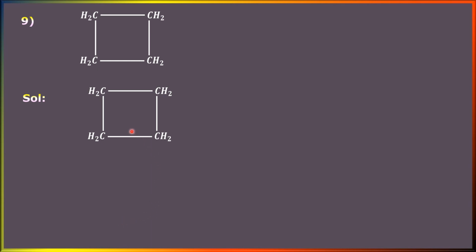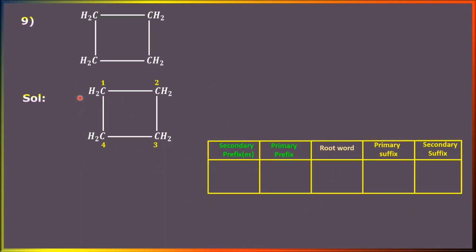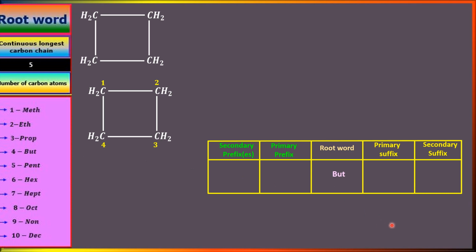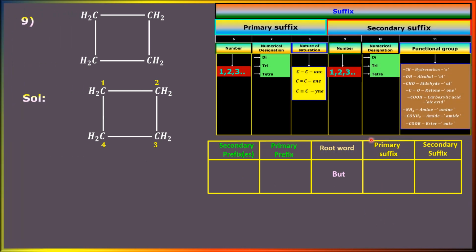See here, carbon atoms are forming a ring. So this is an alicyclic compound. So numbering can be done from anywhere. Okay. The root word: in this ring, 4 carbon atoms are there, so the root word is but. Next, the primary suffix: only carbon single bonds are there, so the primary suffix is ane.